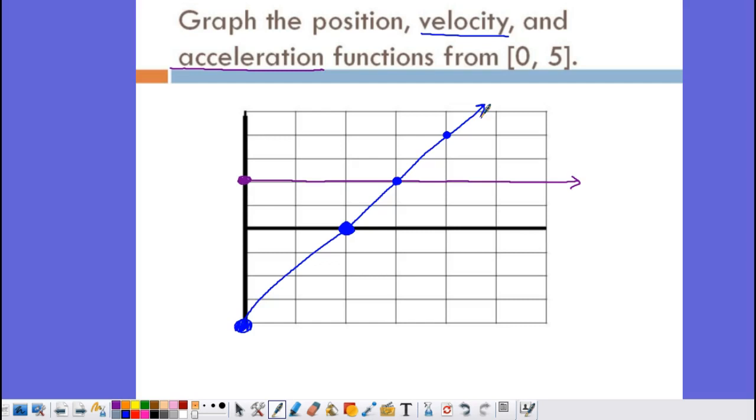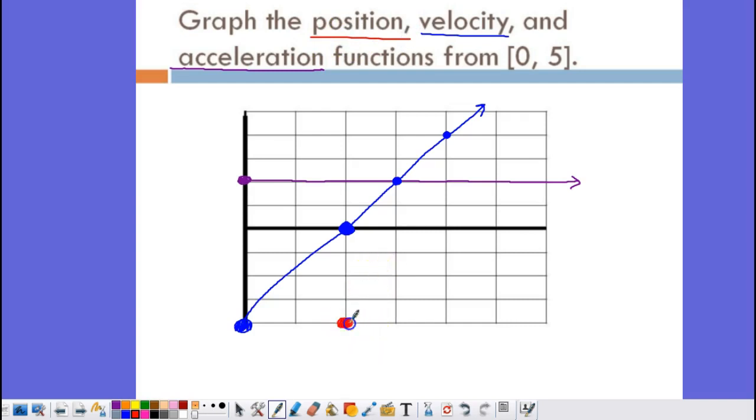Okay. What do we know about position? We found at least 1 point on there, right? We know S of 2 is -4. Oh, my bad. S of 2 was at -4.